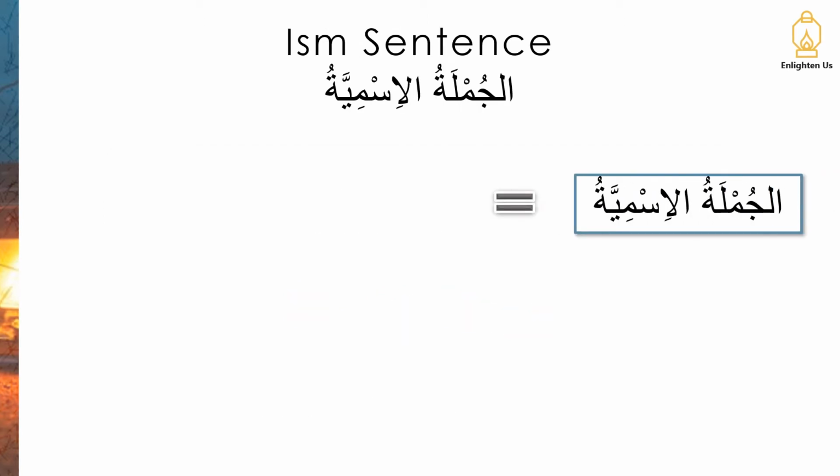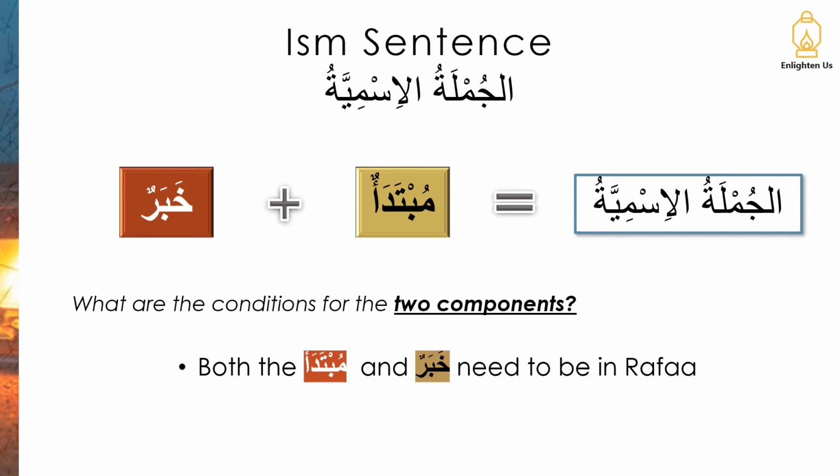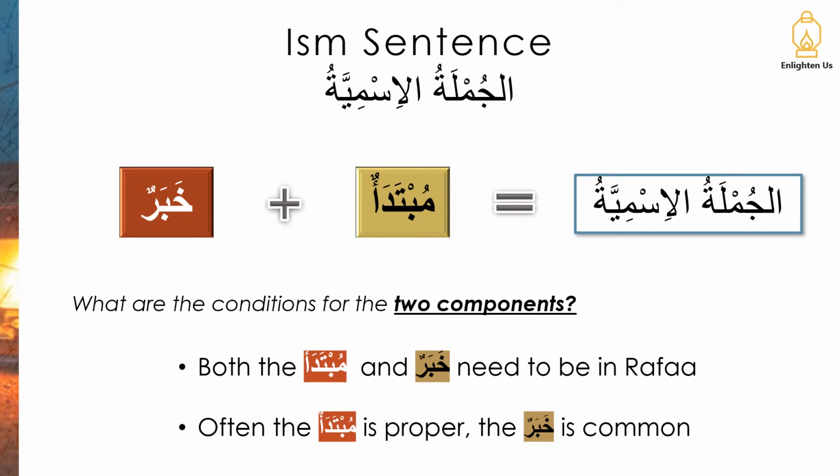Now for the جملة الاسمية, you need two components. You need the mubtada and the khabar. And what are the conditions for these components? Well, both the mubtada and the khabar need to be in a state of rafa, and often, but not always, the mubtada is proper, the khabar is common. Let's have a look at some examples.